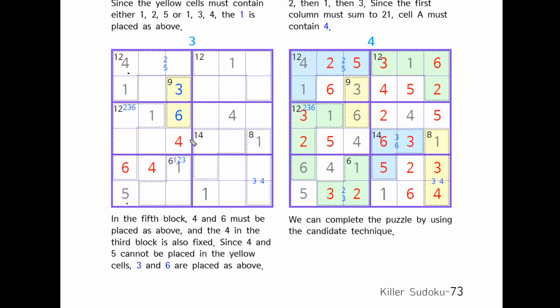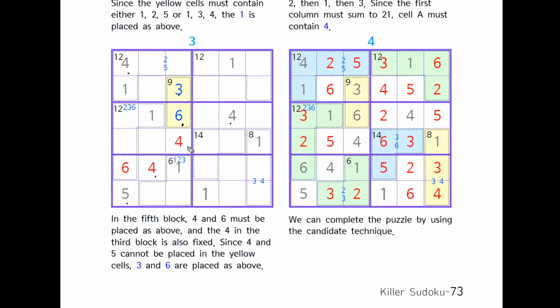We also know the number 4 of block 3 must be placed as shown here due to the 4s in the third row and the second column, which allows us to place the numbers 3 and 6 in blue, as the other combination of 4 and 5 that sum to 9 is not possible due to the 4 we just placed.